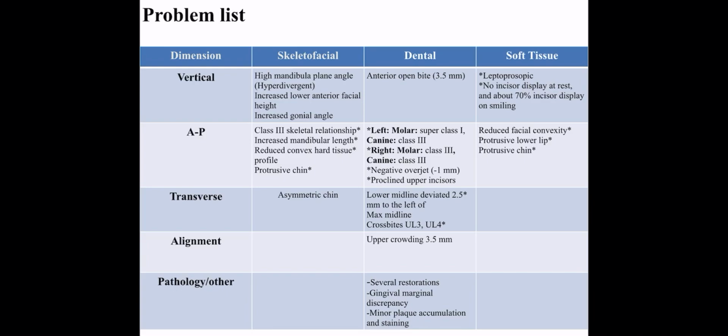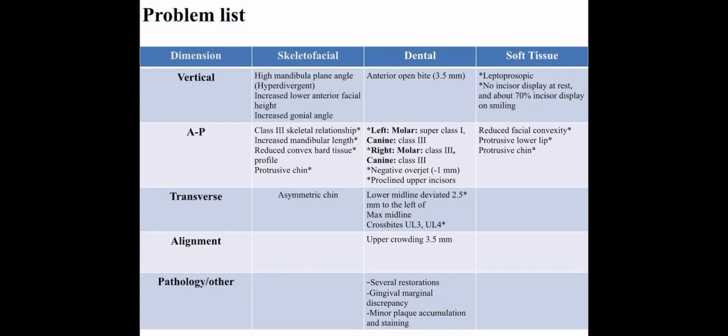Anteroposterior dimension. Skeletal, he has class 3 skeletal relationship, increased mandibular length, reduced convex hard tissue profile, protrusive chin. Dental, he has left molar class 1, and canine class 3, right molar class 3, canine class 3, negative overjet minus 1 millimeter, proclined upper incisor. In soft tissue, he has reduced facial convexity, protrusive lower lip, protrusive chin.